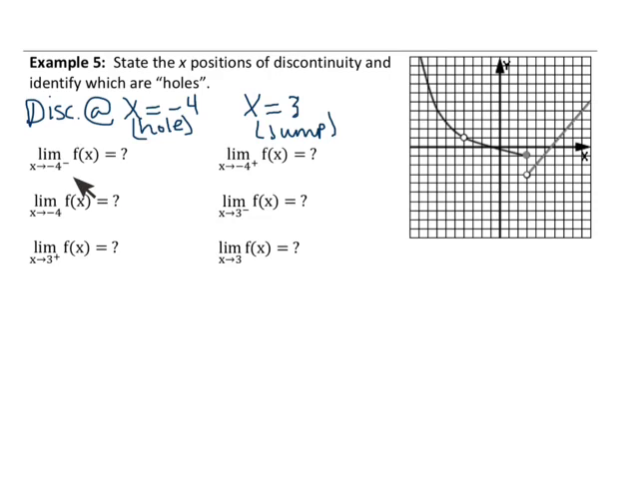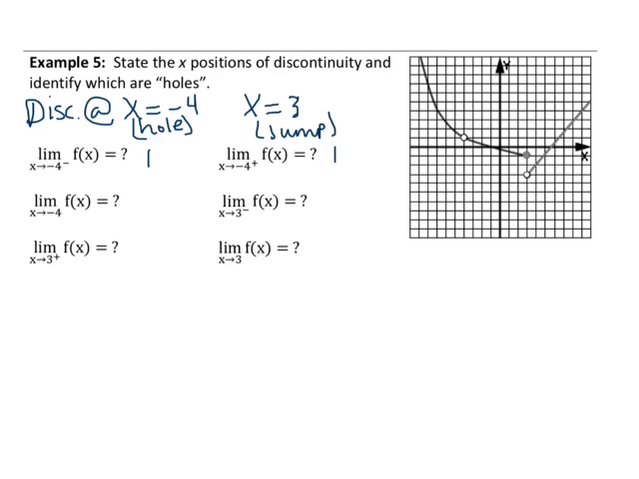Okay, now we're looking for some limits here. The limit as x goes to -4 from the left hand side. So -4 again is right here. As we're moving in from the left hand side, our function is approaching what y value? Well, it's approaching 1. So our answer there is 1. Now let's look at the next one, as we're approaching -4 from the right hand side, and again our y value is approaching 1.